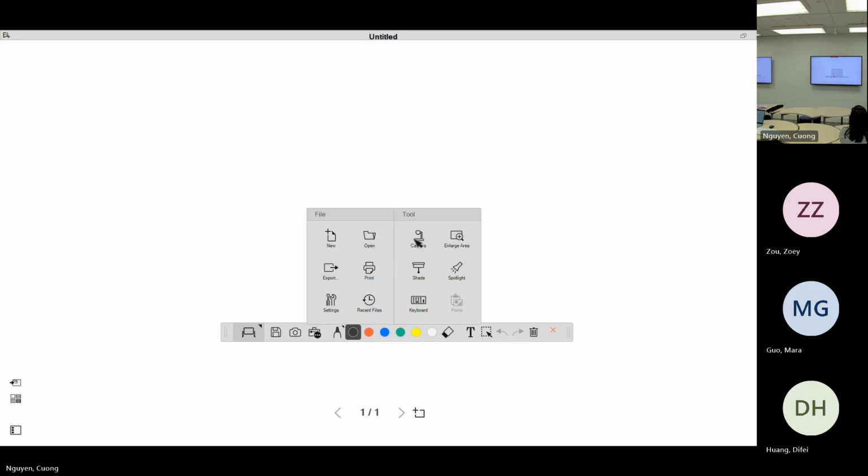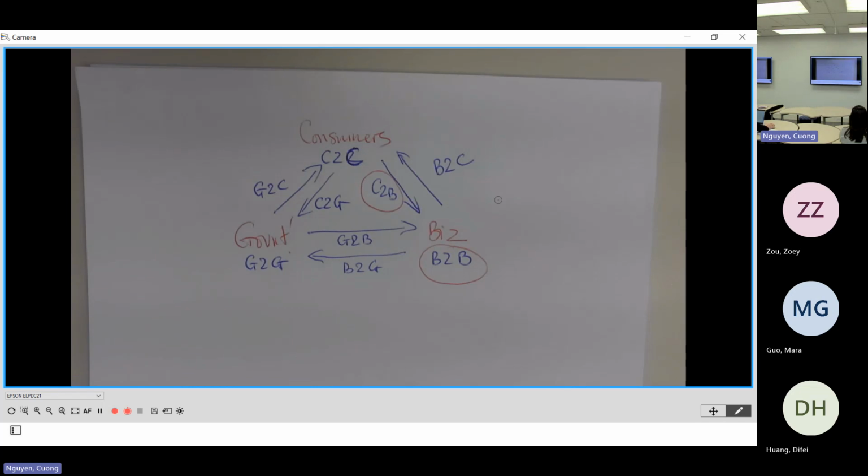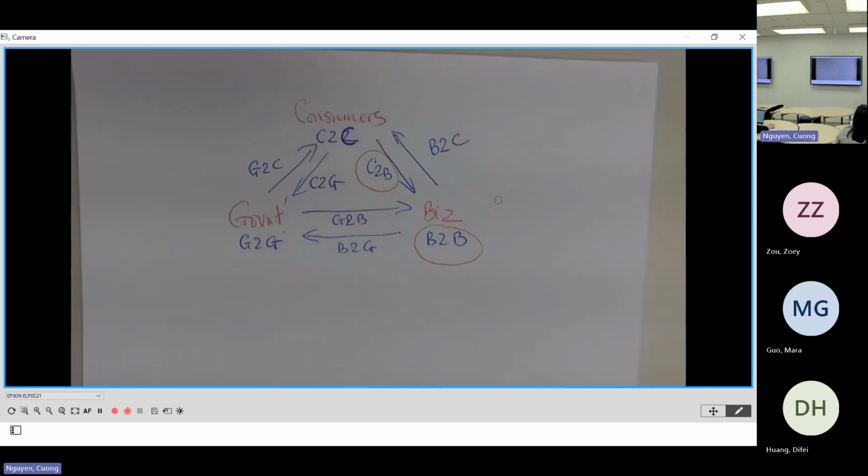So read the document that I provided, so that you will have an understanding of what is happening in the payment sector. Good. Okay. Any questions? Then we move forward to the next part.